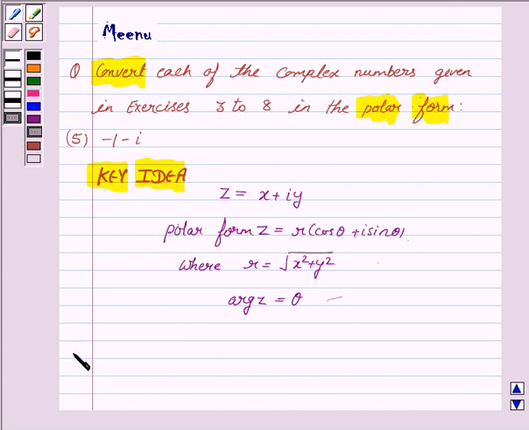Let's now move on to the solution. Given complex number is minus 1 minus iota. Let's denote it by z. So z is equal to minus 1 minus iota. Comparing it with x plus iota y, we can see that x is equal to minus 1, that is real part is minus 1 and imaginary part is also minus 1.